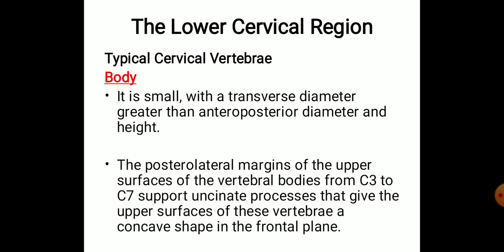Next, the posterior lateral margin of the upper surfaces of vertebral bodies from C3 to C7 supports the uncinate process, that gives the upper surface of the vertebra a concave shape in the frontal plane.